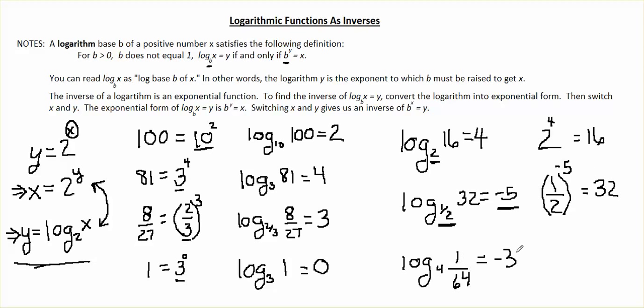Lastly, let's convert this back into exponential form. Here's our base of 4. Our logarithm always equals an exponent, so here's our exponent. 4 to the -3rd power is going to equal 1/64. Okay, so you guys need to go ahead and practice converting logarithms back into exponential form and exponential form back into logarithms so that you can easily do this when we start solving logarithmic equations.